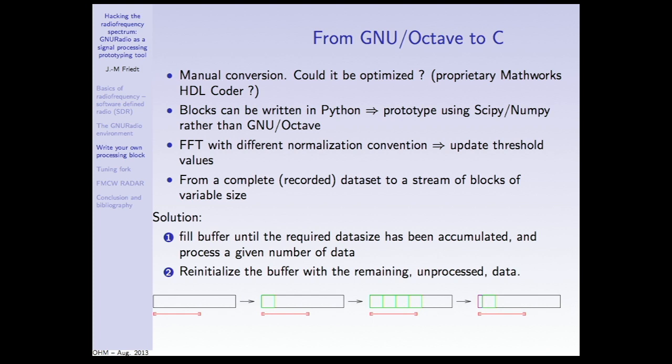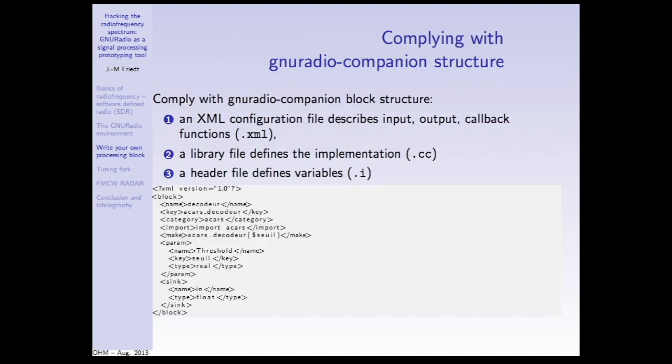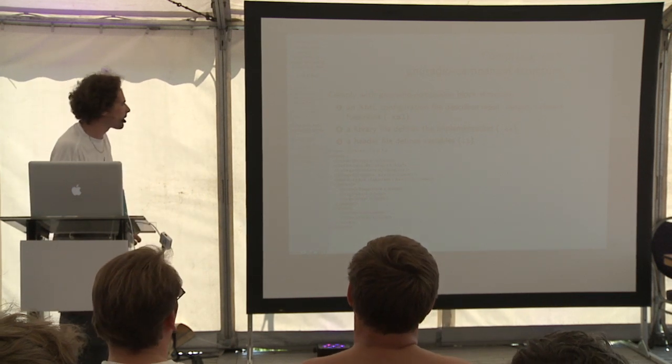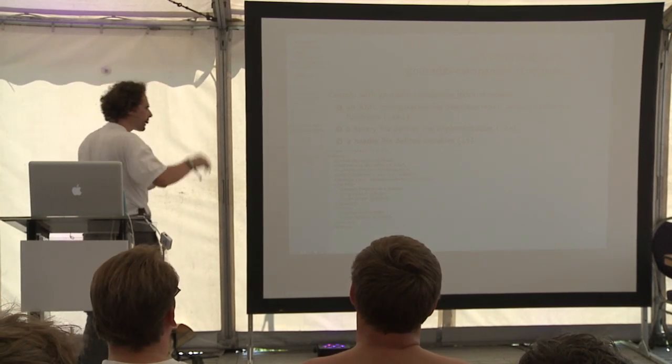This is a little bit of a trick that we had to solve, because GNURadio is not giving you a finite number of data. You never know beforehand how many data you're going to get, and you need to accumulate enough values to run your processing function. I'm not going to get into much detail about the source code.